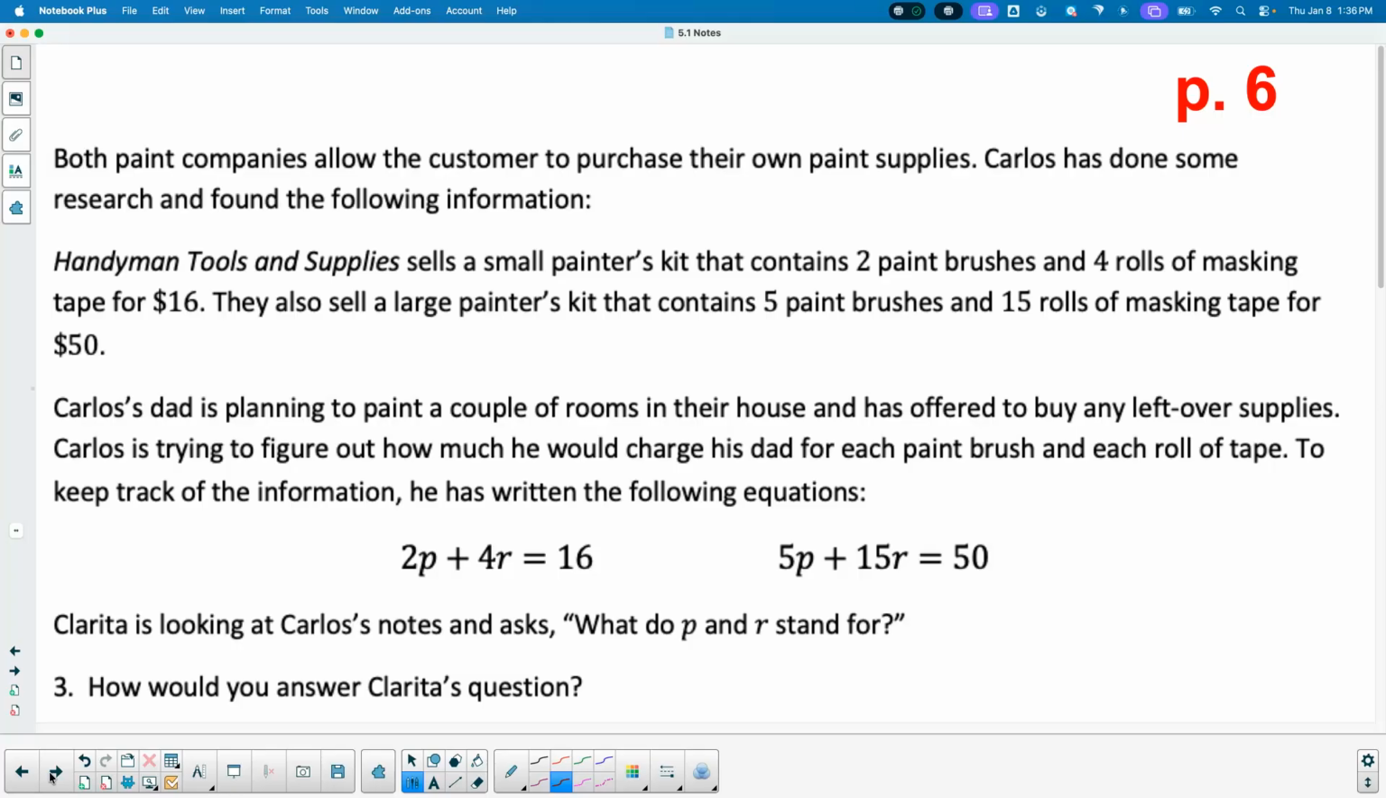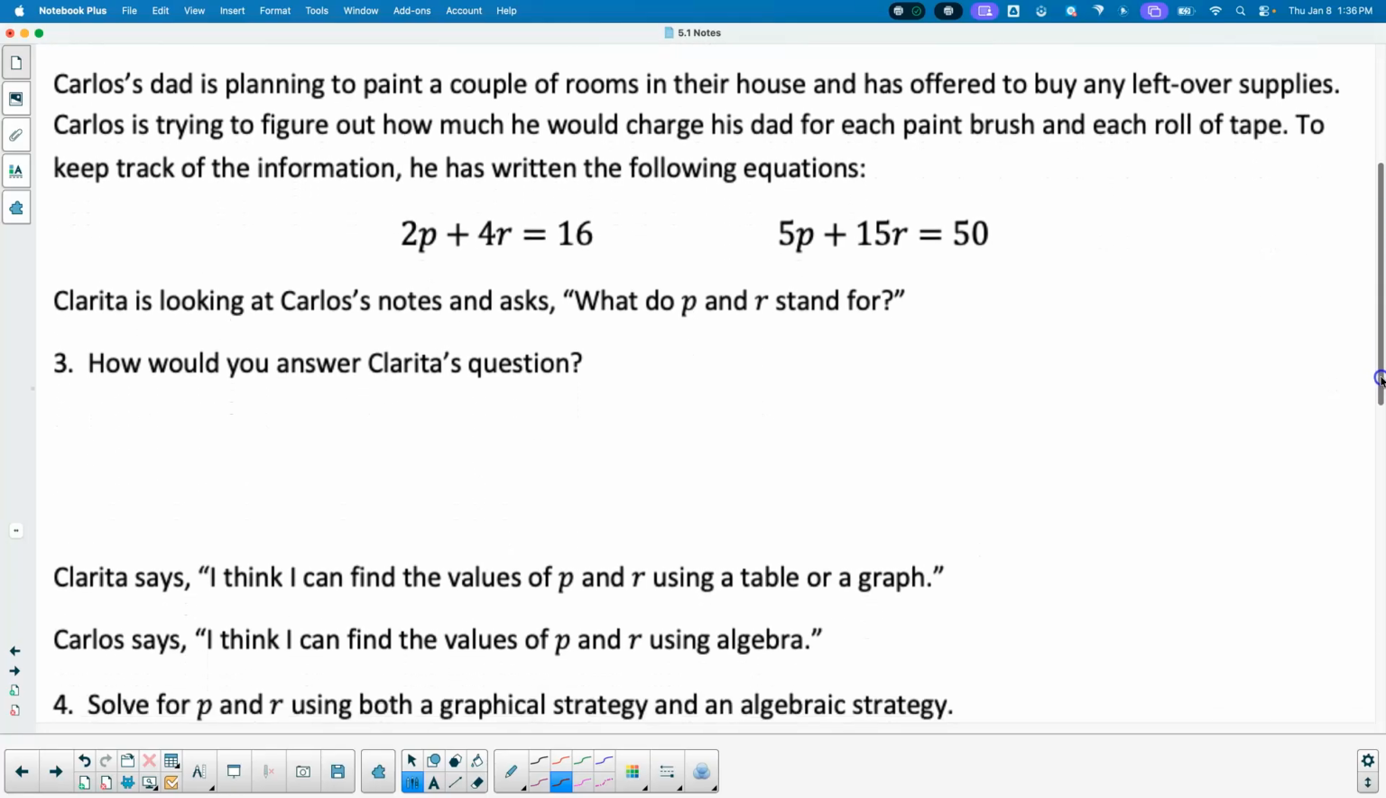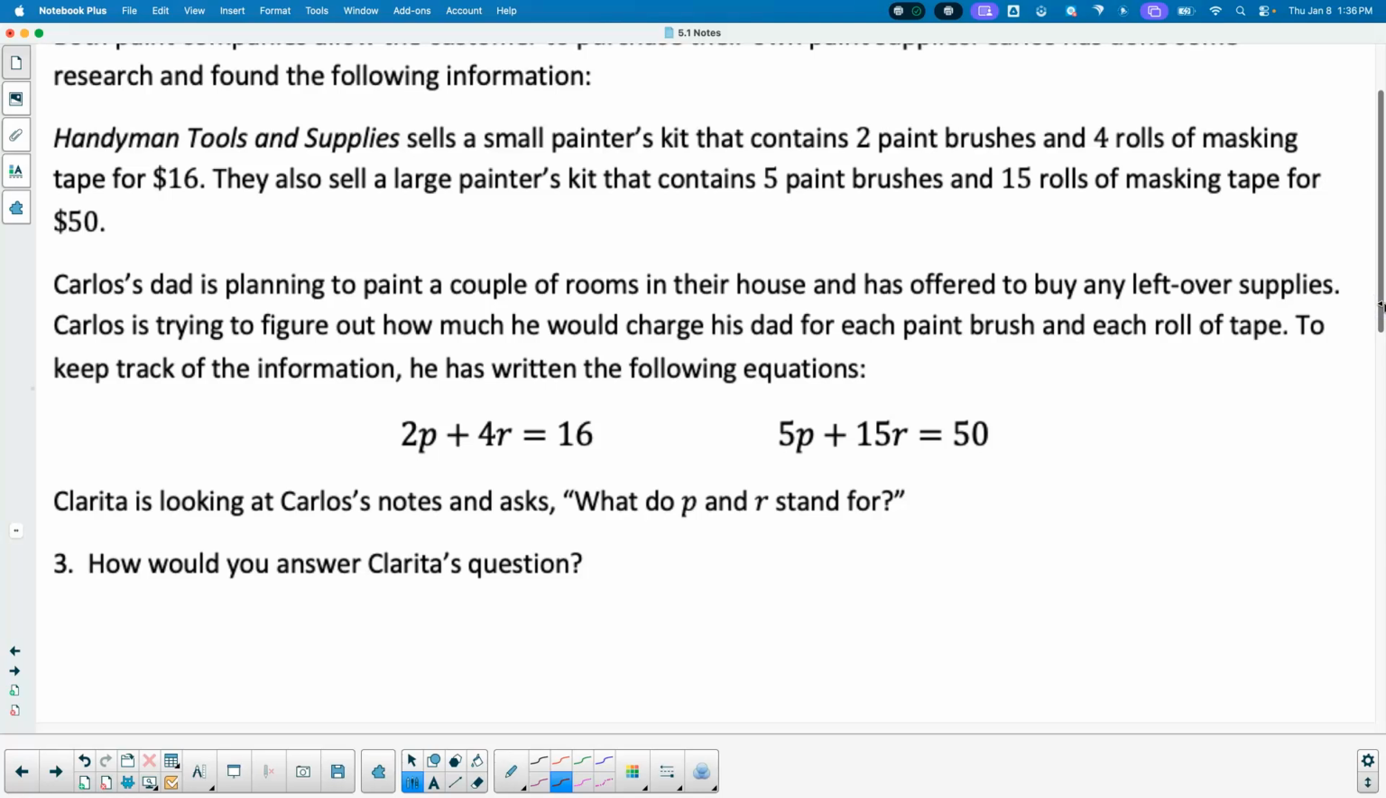Okay? Yeah. So the only thing that would have been different on this one is that, instead of using X's and Y's, they used P's and R's. But which one is technically like the X? P. Why P? Because it's first in the alphabet. Okay? So P would be the X, R would be the Y. In this case, P stands for paintbrushes and R stands for rolls of masking tape. Okay? Alright?